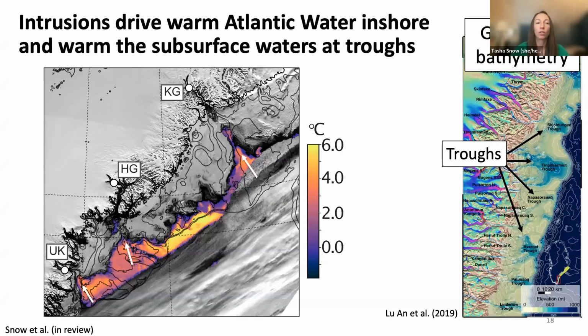And we can use it to look at the entire region at the same time and show that these kinds of features are actually occurring simultaneously along the entire coastline, along troughs in southeastern Greenland.